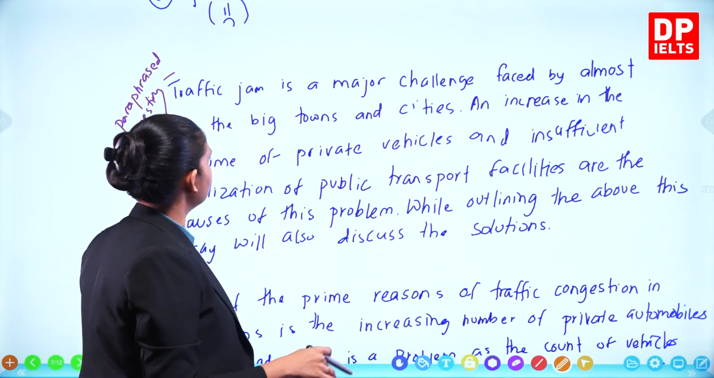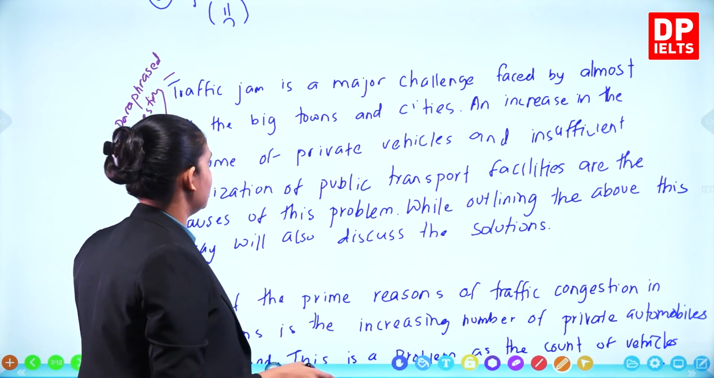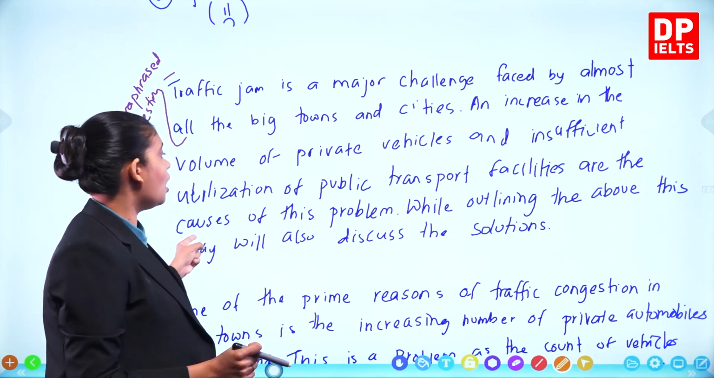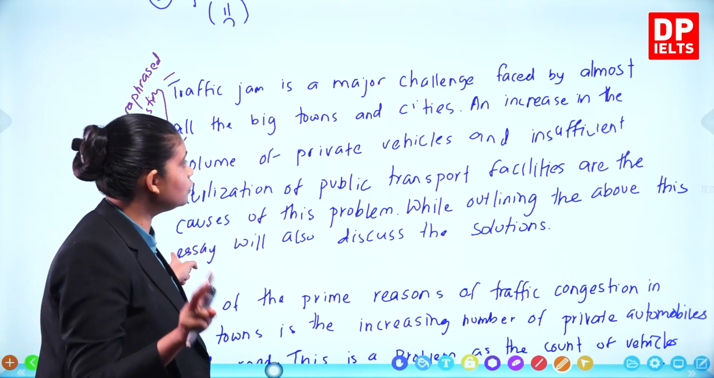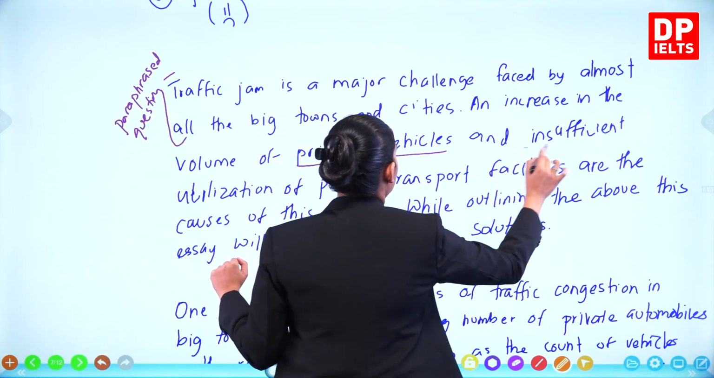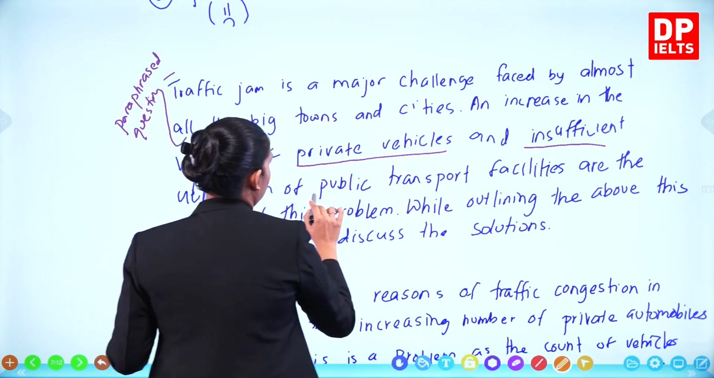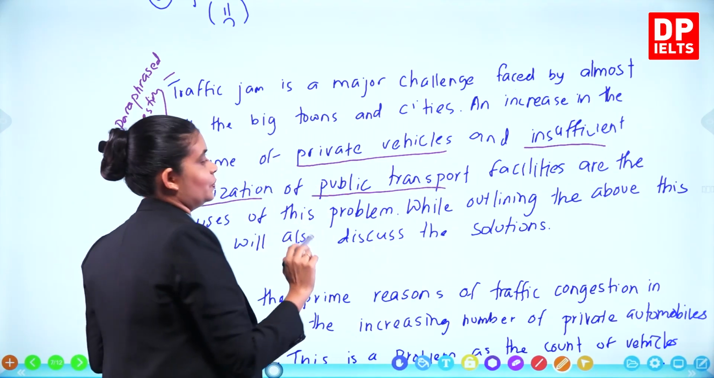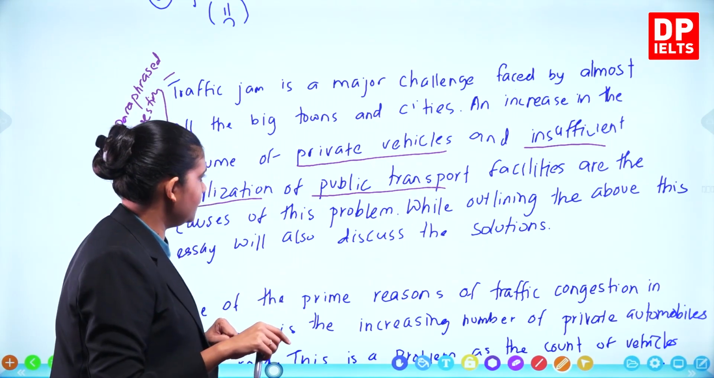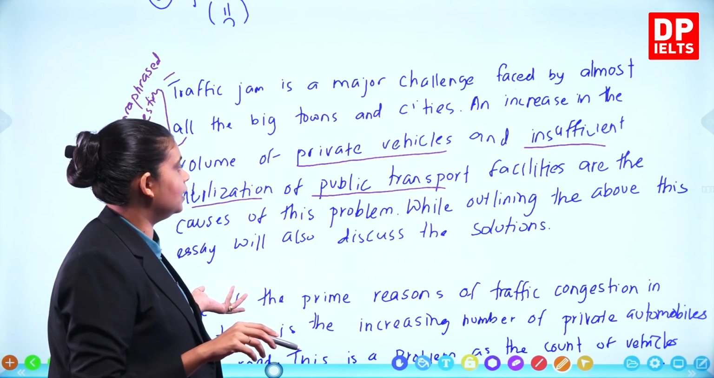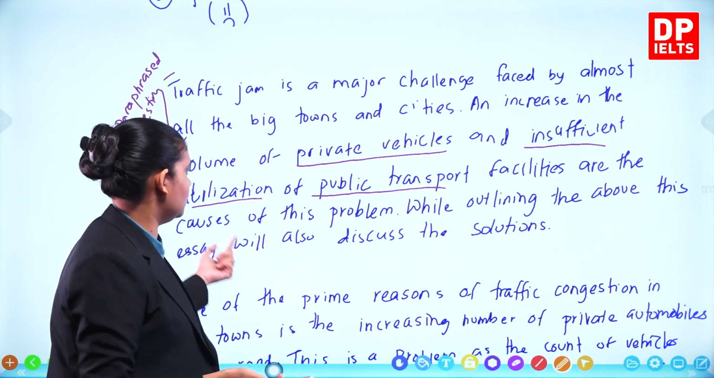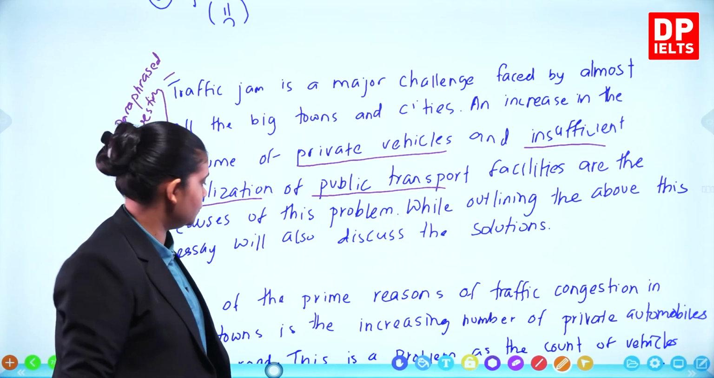An increase in the volume of private vehicles and insufficient utilization of public transport facilities are the causes. So I've got two causes. One, increase in private vehicles, insufficient utilization of public transport. So that's what I spoke about in my mind map, if you can remember, okay? And then I say while outlining the above, this essay will also discuss the solutions, right?